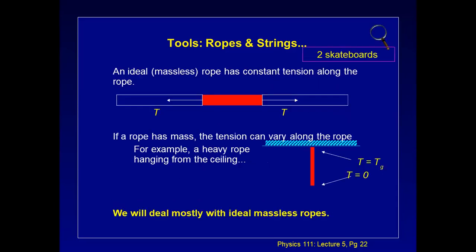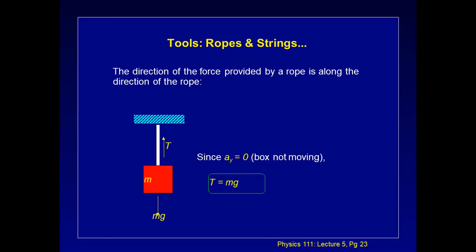An ideal massless rope has a constant tension along the rope. Okay? If a rope has mass, the tension can vary along the rope. For example, a heavy rope hanging from the ceiling. We will deal mostly with ideal massless ropes. The direction of the force provided by a rope is along the direction of the rope.